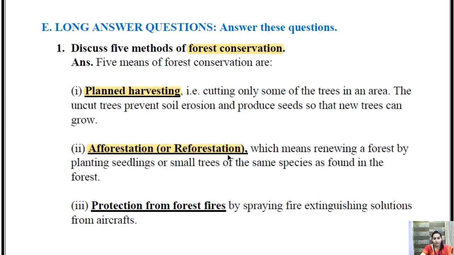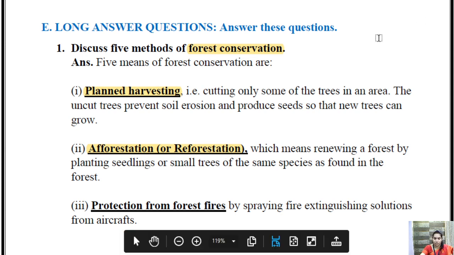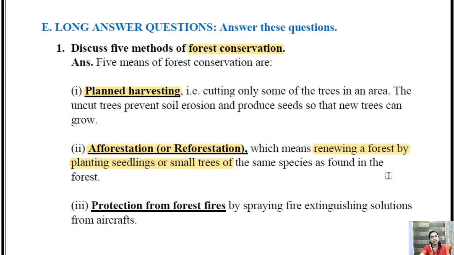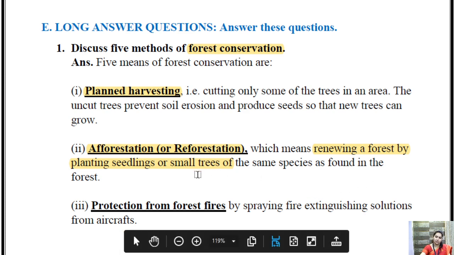Afforestation or reforestation. What is afforestation and reforestation? It is again planting the seeds or again planting the plants in the specific area, which is called afforestation or reforestation, which means renewing a forest by planting seedlings or small trees of the same species as found in the forest. So it is called reforestation or afforestation.